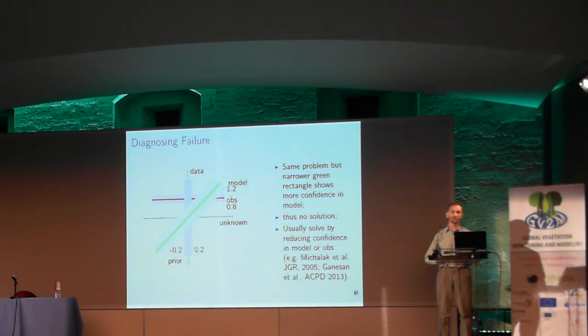And what we normally do with this is say, oh well, she was a bit overconfident. We expand the rectangle, the model rectangle or the observations or whatever, back to the original and get an overlap, and we're happy with the answer. And there are algorithms which are becoming increasingly used in terrestrial modelling. They've been used in the atmosphere for a while for diagnosing how much we should decrease our confidence in order to actually get an answer.